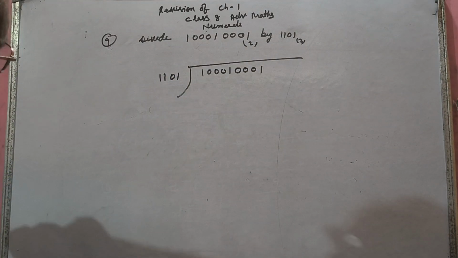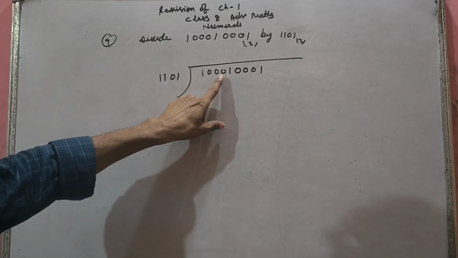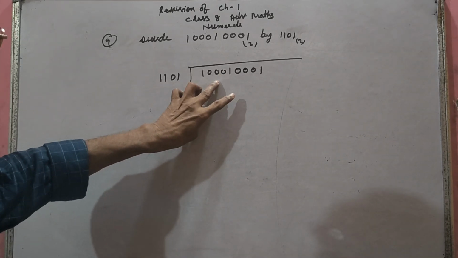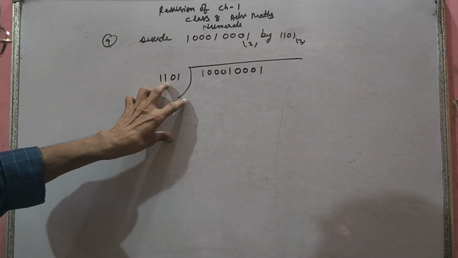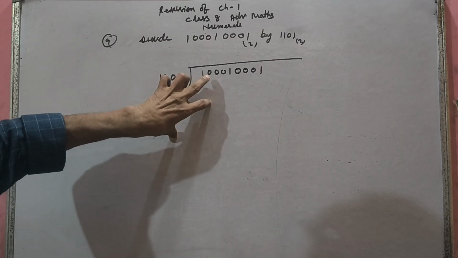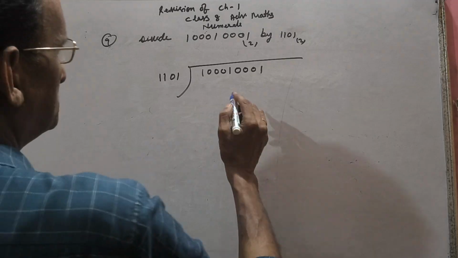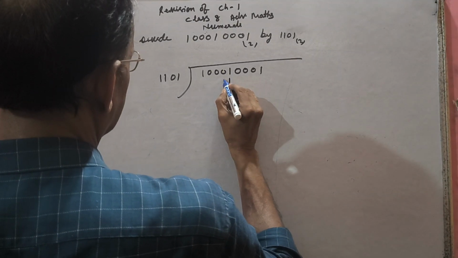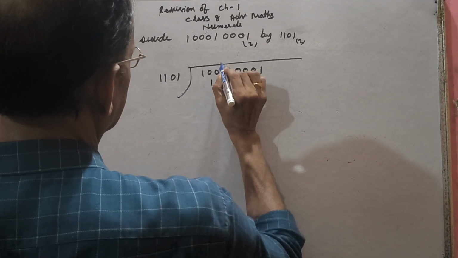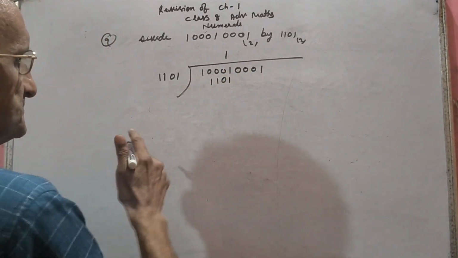Now see here. Here are 4 digits. If you take 4 digits here also, this 4-digit number is less than the other, because 1100 compared to 1000 only. So we'll cover 5 digits: 1 0 1 1. That means we have done 1 time only.